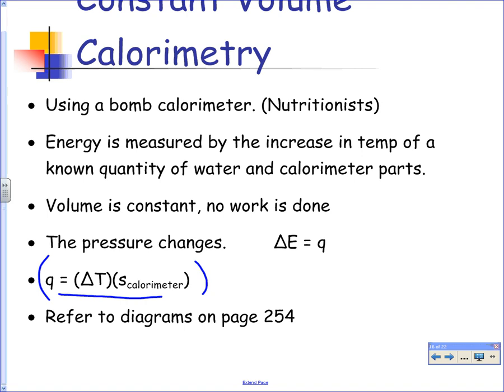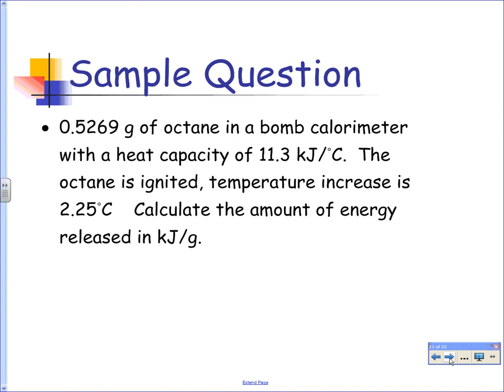So let's try a sample bomb calorimetry problem. Our sample question: we have 0.5269 grams of octane. You've heard of octane before in gasoline. It's in a bomb calorimeter with a heat capacity of 11.3 kilojoules per degree Celsius. The octane is ignited and the temperature increase is 2.25 degrees Celsius. Calculate the amount of energy released in kilojoules per gram. So let's go to work on our problem.